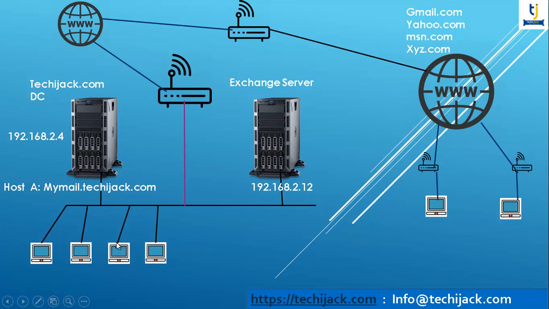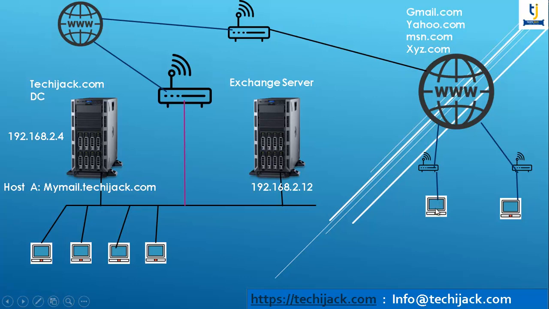How can that happen? If our Exchange server can resolve the query for Gmail, Yahoo, MSN and xyz.com, that means our DNS server can resolve queries for external domains. So if we configure the send connector on this Exchange server, we will be able to send email to outside domains, because over the internet they are connected with routers and all the DNS names are routable on the internet. So our Exchange server can route email to external domain names.